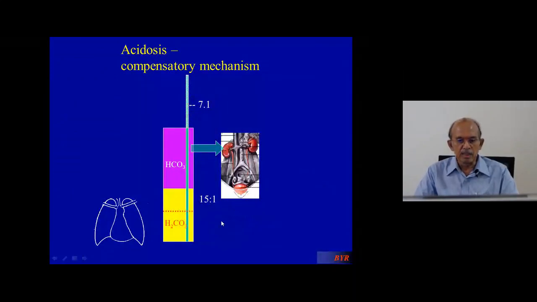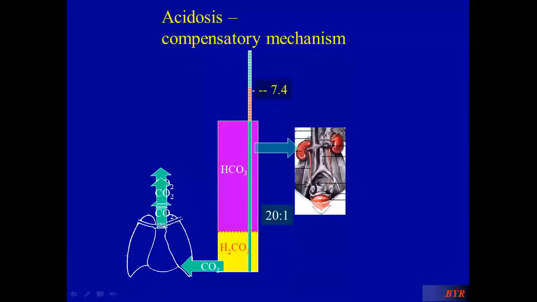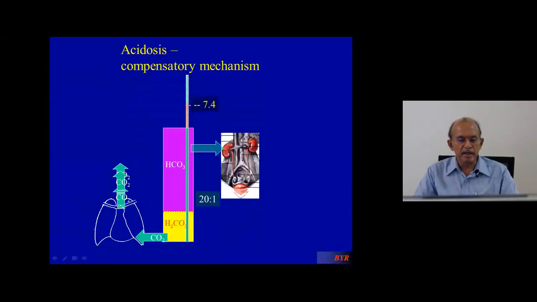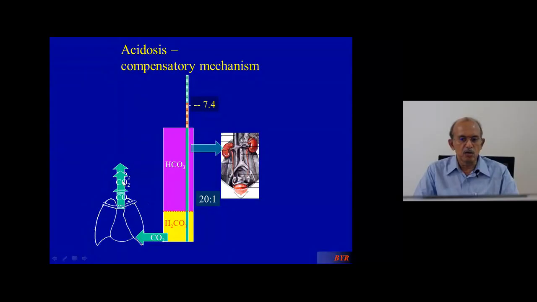And the other mechanism is that more carbon dioxide is excreted. When more carbon dioxide is excreted, more carbonic acid is being decreased. Carbon dioxide in the blood will be in the form of carbonic acid because it is dissolved in the water in the plasma. So more carbon dioxide is exhaled out, and there will be a fall in the carbonic acid level.